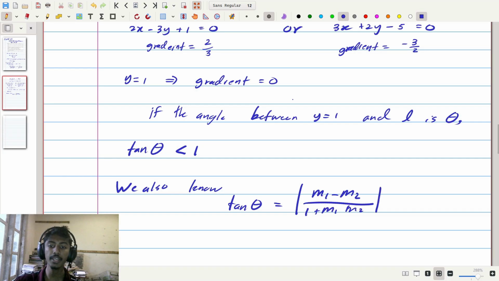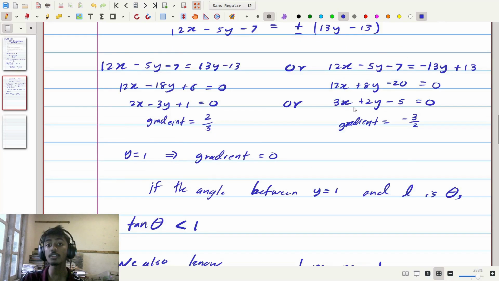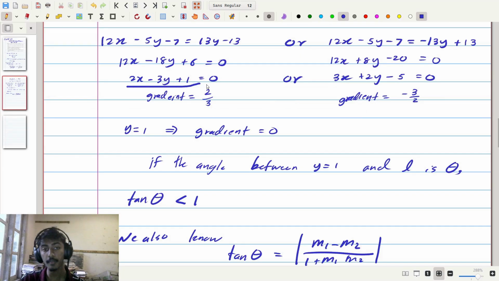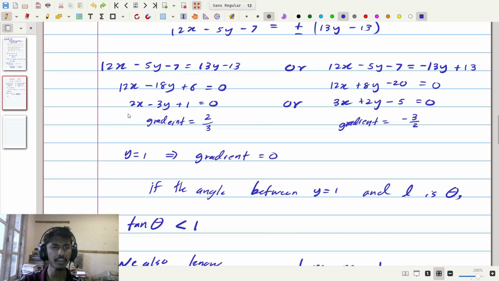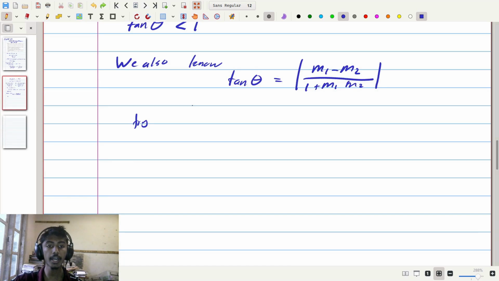Now to do this, we can either substitute the first line or the second line and check which one of them has a tangent that is less than 1. So let's try the first line. Let's try the line 2x minus 3y plus 1 equals 0. We'll write it like this. I was going to write it in the gradient intercept format, but we just write it like this: 2x minus 3y plus 1 equals 0.